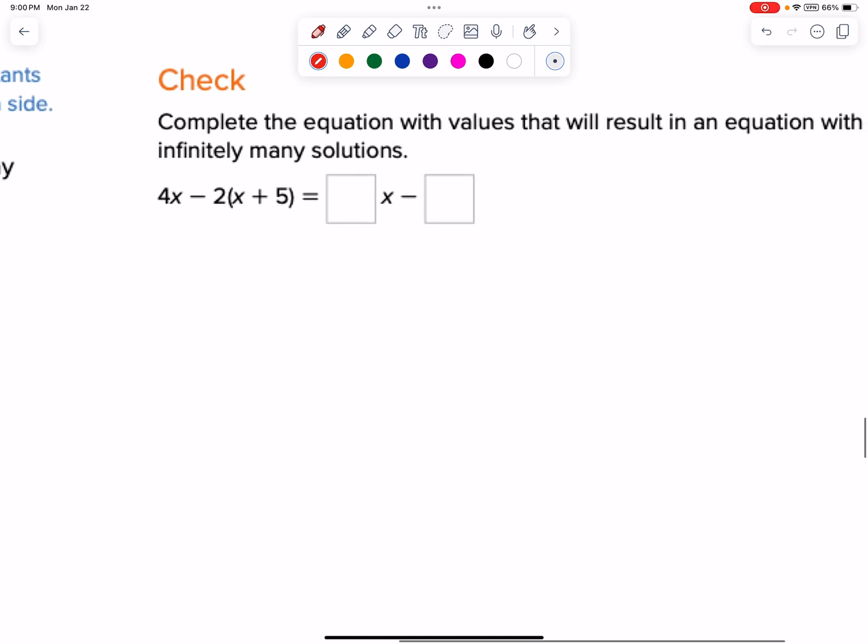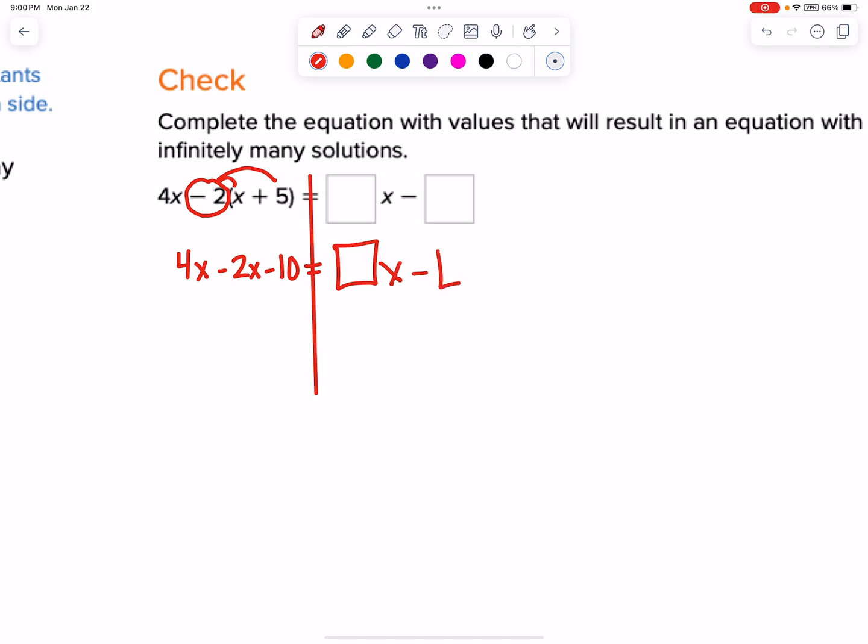All right, let's go ahead and try that same thing over here. If they just said, hey, can you fill in these boxes with the values that will make us have an infinite amount of solutions? Well, because this isn't simplified, it's hard to know what should be in there. So the first step, as always, is going to be to simplify things. So let's go ahead and separate your workspace here. So we have a 4x minus 2x, and then we have to distribute the negative 2. It's the whole thing, don't forget. So negative 2 times 5 is minus 10. Okay, equals blank x minus blank still.